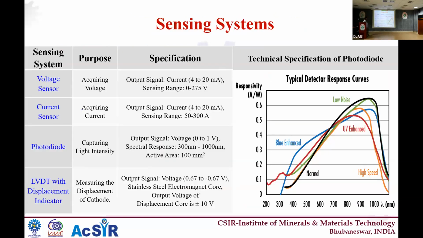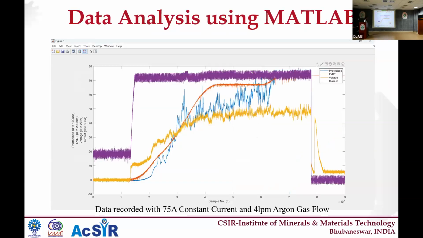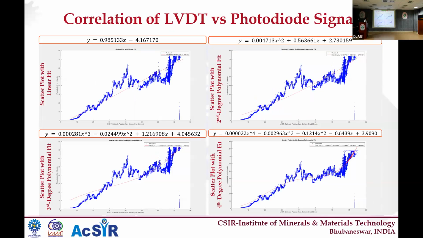These are the sensing systems I am using, and this is sample data that I am getting. You can see the LVDT gives the electrode position, the cathode position, how much above the crucible it is. As the cathode position increases, the voltage also increases, and this blue waveform is the photodiode light intensity. It increases similarly, and I have plotted the relation here, LVDT versus photodiode signal. We are not getting a linear relation, but some peak is there.